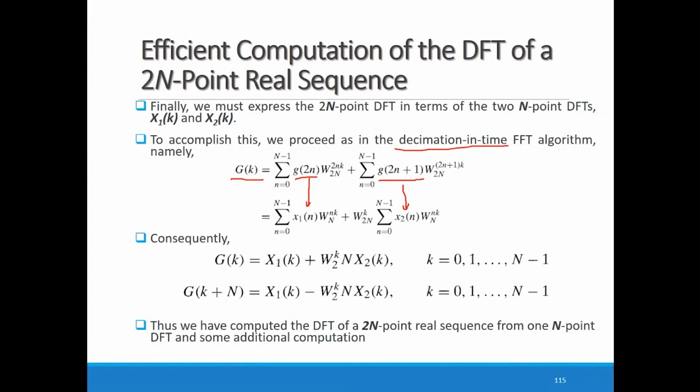So we replace this. Now we get the sum from n equal to 0 to N minus 1 of x1(n), and the 2 is cancelled out here, so we get W sub N raised to nk.